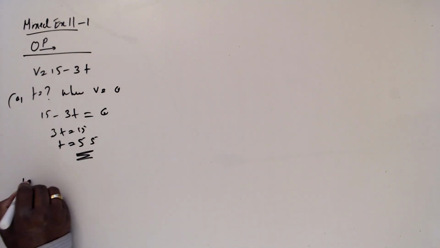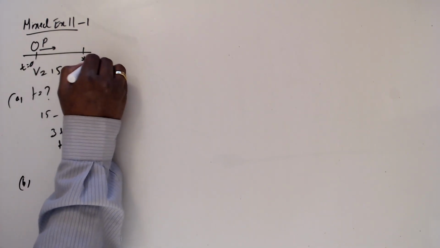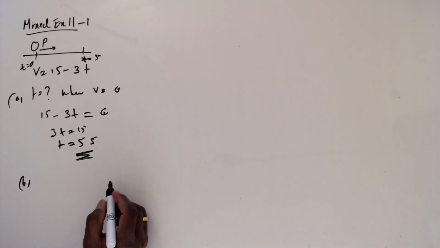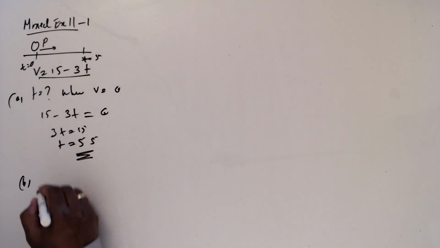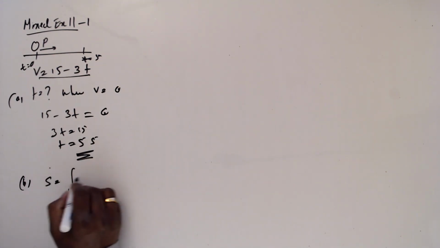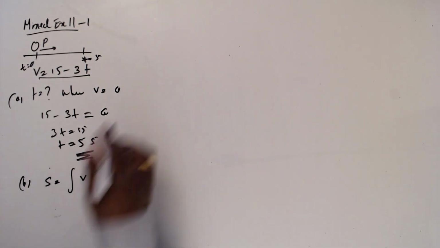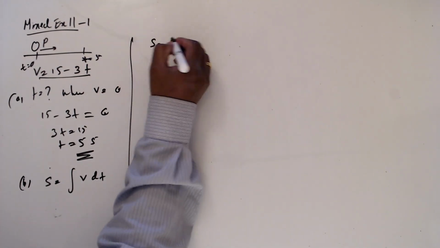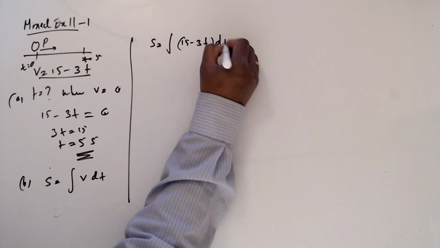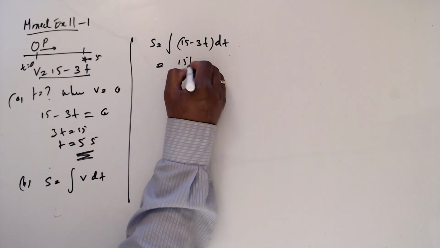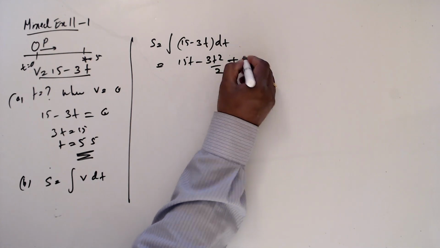Part B, we need to find the distance when t equals 0 to t equal 5. So this is a velocity equation, and we need to find displacement. We have to integrate this one. So I'll write here: s equal integrate 15 minus 3t times dt. So this is 15t minus 3t square over 2 plus c.